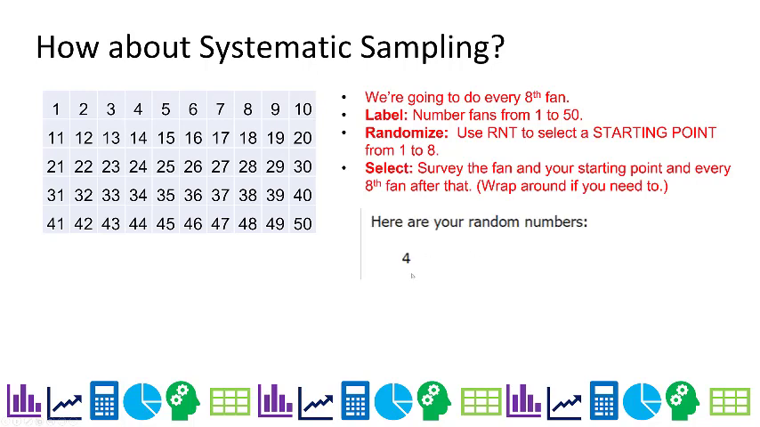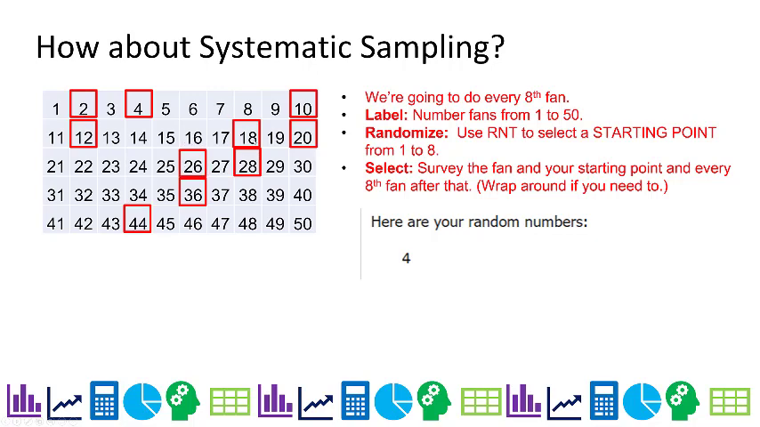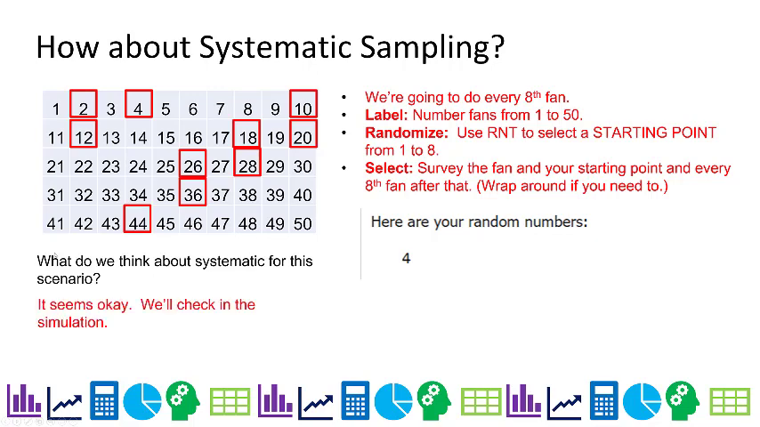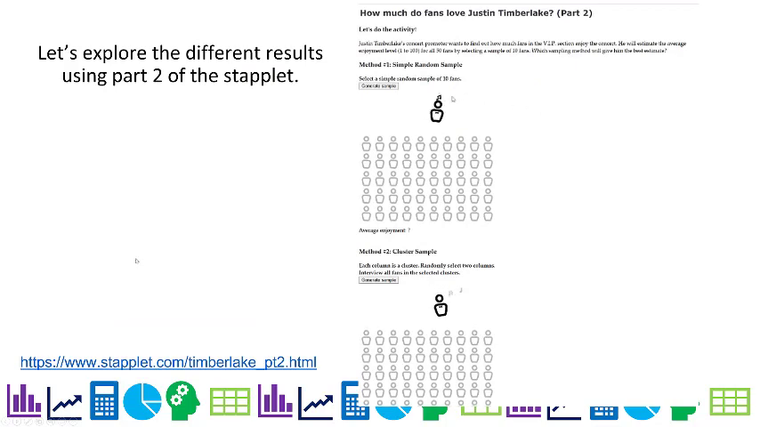So here's my random number. It's a 4. So I'm going to start with fan 4. 8 later is 12, then 20, 28, 36, 44. That's going to be 52, so it wraps around to 2, then 10, 18, 26. And let's see, I think that gives me 10. 1, 2, 3, 4, 6 there. Yeah, that gives me 10 fans. So there is my systematic sample. So what do we think about it? Well, it seems okay. We'll check in the simulation. All right, now part 2 of Justin Timberlake.